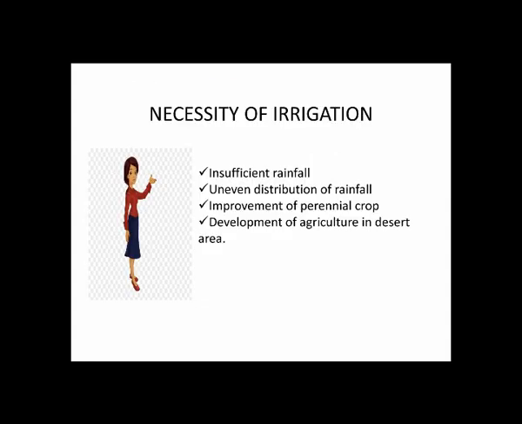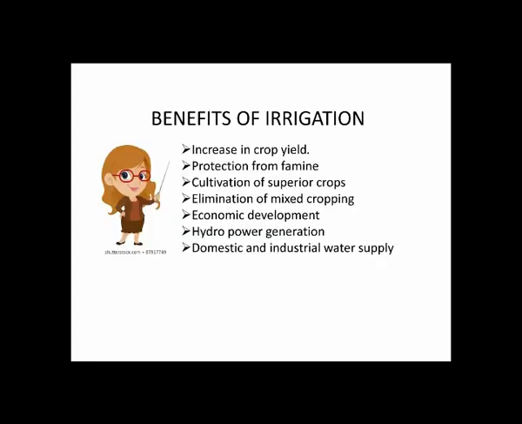Now, let's understand why irrigation is necessary. Irrigation is necessary because of insufficient rainfall, uneven distribution of rainfall, improvement of perennial crops, and development of agriculture in desert areas. In this slide we will discuss the benefits of irrigation.